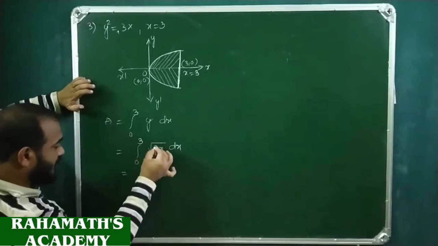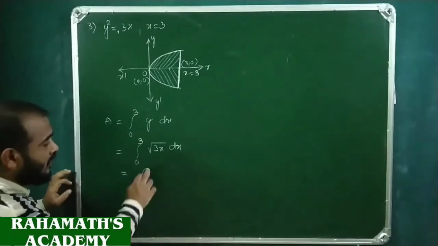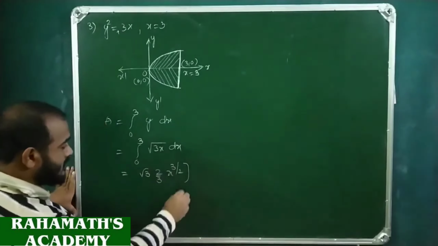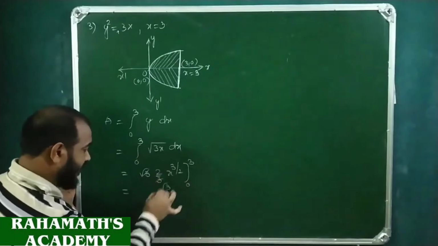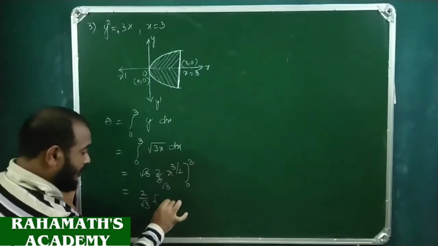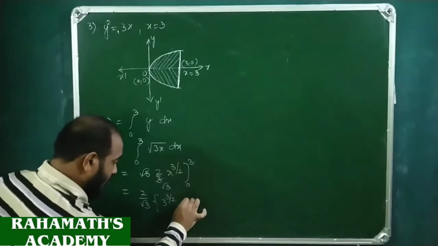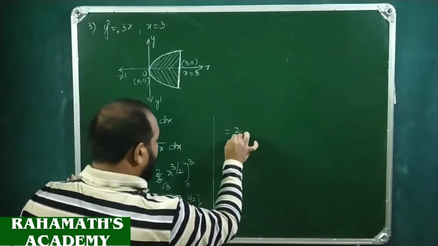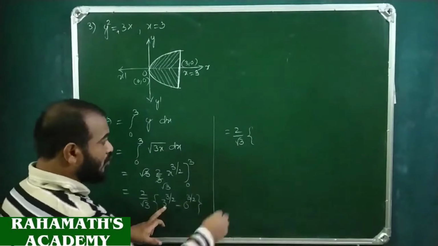So root 3, since it is a constant, separate it from the process of integration. Integral root x is 2 by 3 x power 3 by 2 from 0 to 3. So root 3 times 2 by 3 into, in the place of x, upper limit 3 power 3 by 2 minus, in the place of x, lower limit 0 power 3 by 2. This is equal to 2 by root 3. So 3 power 3 by 2 is 3 root 3.